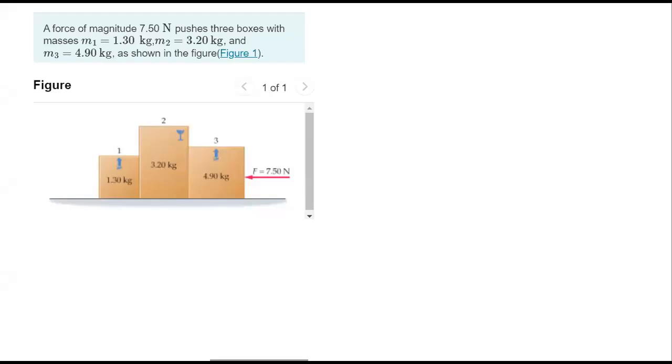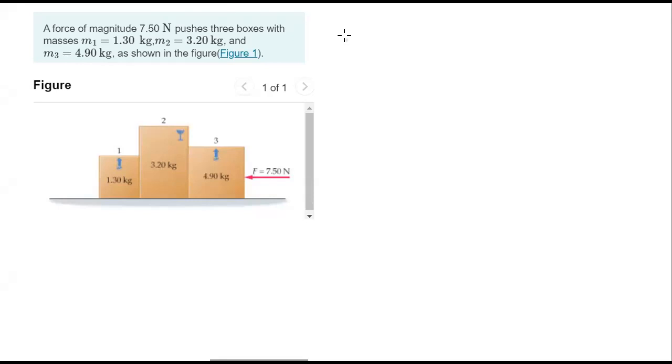All right, so let's look at contact forces. A force of magnitude 7.50 newtons pushes 3 boxes. Box 1 has a mass of 1.30 kilograms, box 2 has a mass of 3.20 kilograms, and box 3 has a mass of 4.90 kilograms. Let's calculate the contact force between boxes 1 and 2, and then between 2 and 3.